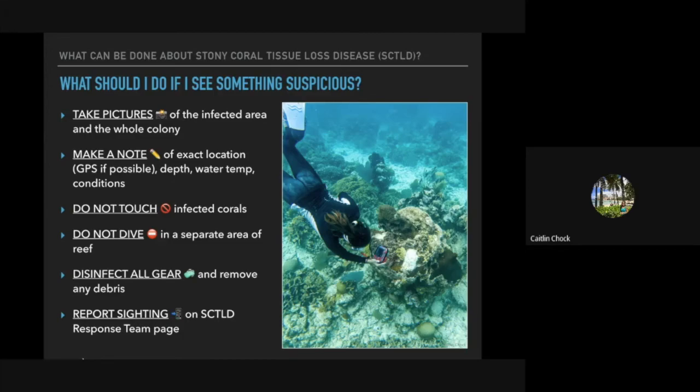And I've posted the decontamination guidelines on the Facebook page. There are general guidelines and the detailed decontamination protocol. So that's something for us to be aware of and for our dive shops to be aware of. It will intersect with the decontamination protocol for COVID that we will have in place going forward. So it is really important for both humans and corals that we're disinfecting our gear. And really important, report your sighting. So please post any photos and other information on our SCTLD Response Team page.